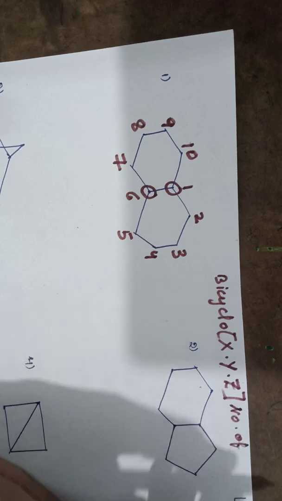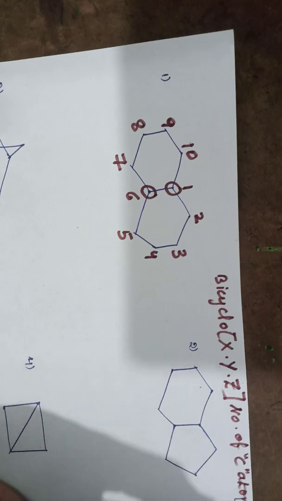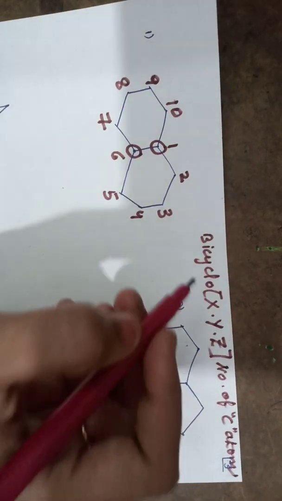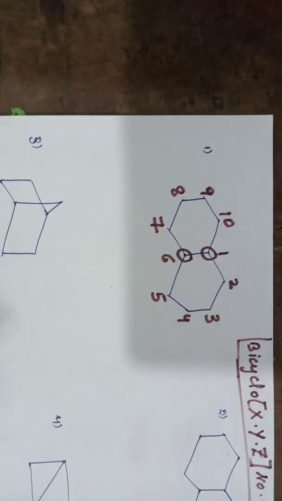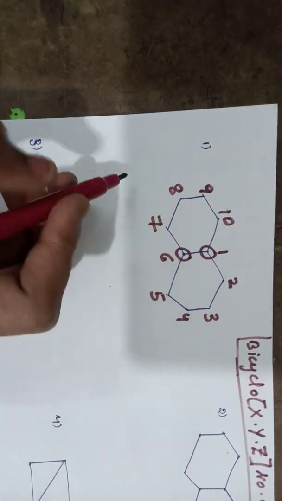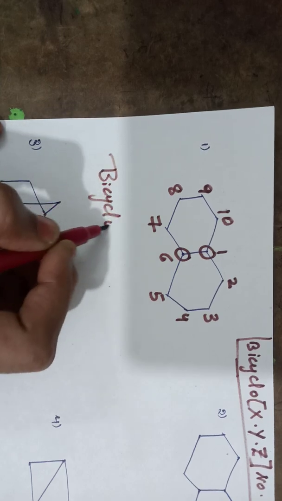Number of carbon atoms. Okay, this is how the naming takes place. When you consider here, it is also bicyclo. So first it has to be started with bicyclo.